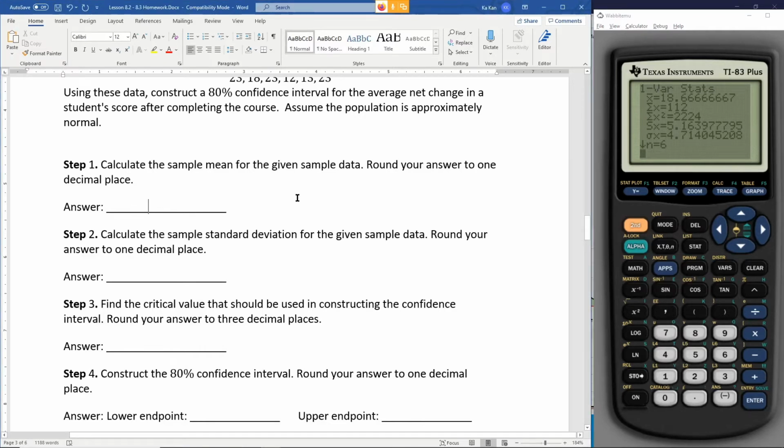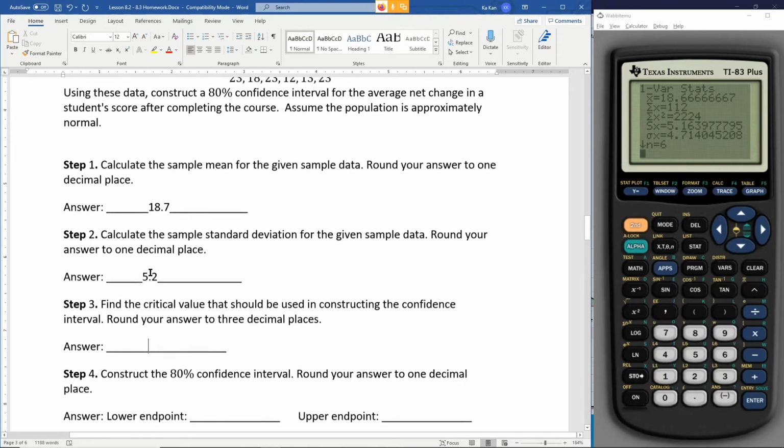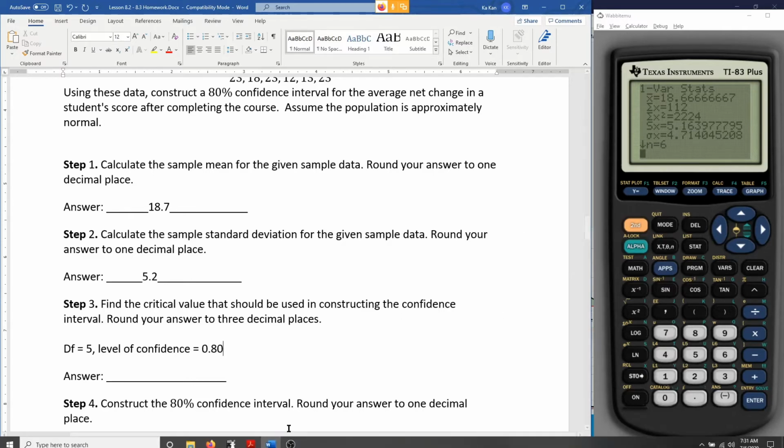So the sample mean is 18.7. They want one decimal place. The sample standard deviation is 5.2, right? One decimal place. Find a critical value. So how do you find a critical value in this case? Think about this, right? We know the degree of freedom in this case, because the sample is 6, right? We've got 6 numbers. Degree of freedom is 5. And the C level, the level of confidence is, what was it again? 80%, so 0.80. So let's go back to that formula.